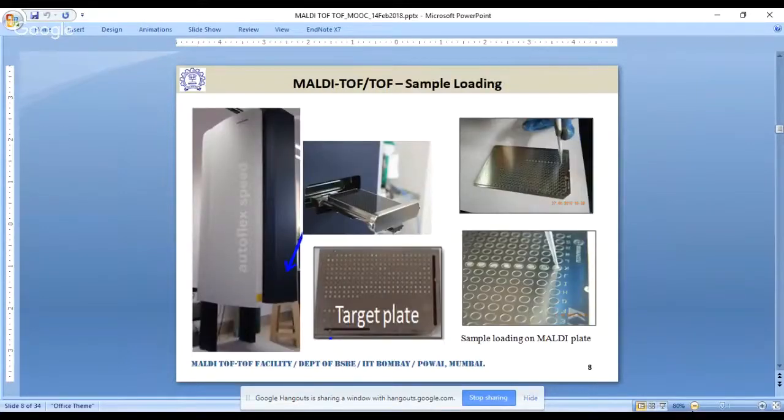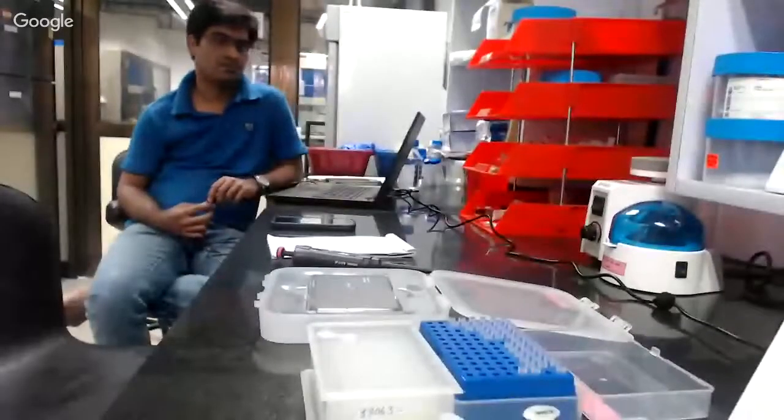Now coming to the instrument per se. To the left of the slide is an image of the Autoflex Speed machine that we have here at IIT, which Professor Sanjeeva showed you. There is a sample loading tray that comes out, which has the target plate. So from here, my colleague Vipin will be showing you how samples are loaded onto the target plate and how it is placed in the instrument.